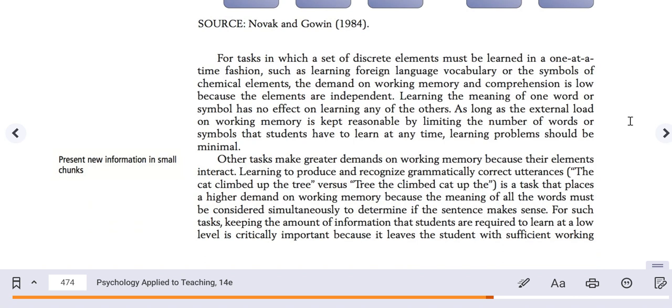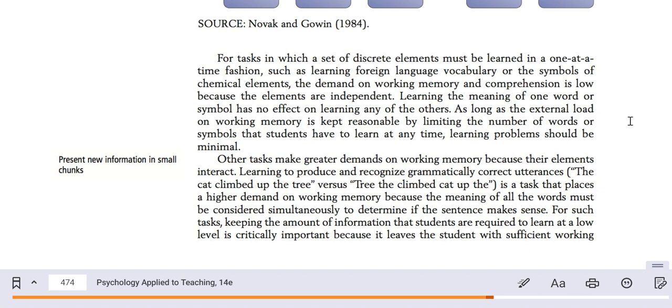For tasks in which a set of discrete elements must be learned in a one-at-a-time fashion, such as learning foreign language vocabulary or the symbols of chemical elements, the demand on working memory and comprehension is low because the elements are independent. Learning the meaning of one word or symbol has no effect on learning of any of the others. As long as the external load on working memory is kept reasonable by limiting the number of words or symbols that students have to learn at any time, learning problems should be minimal.